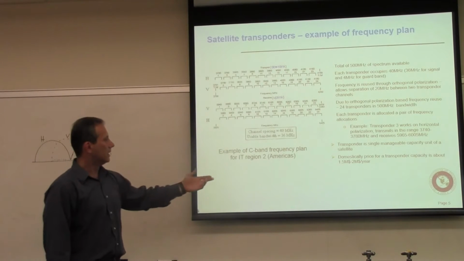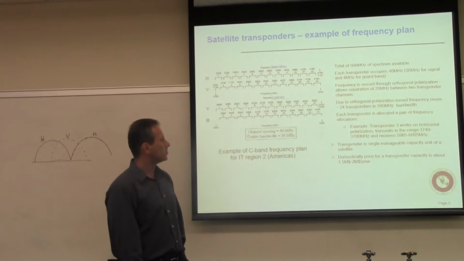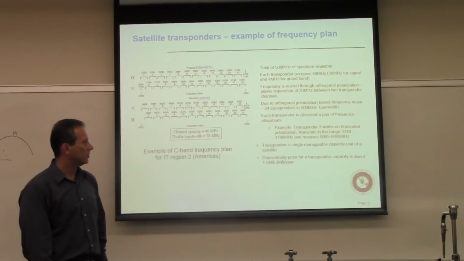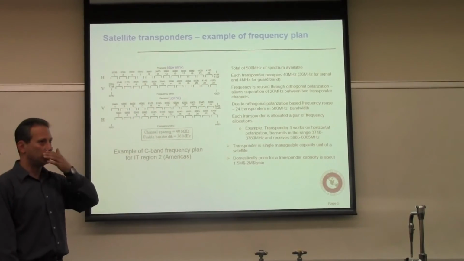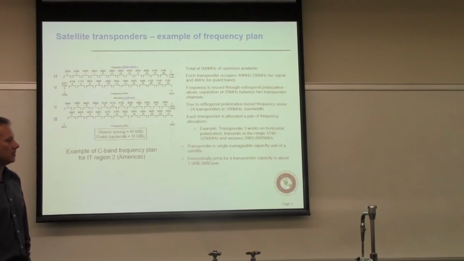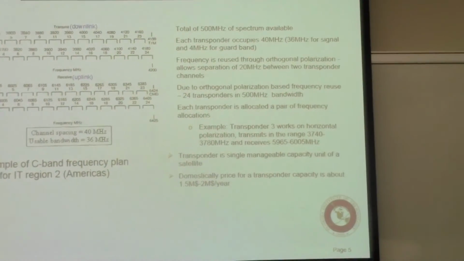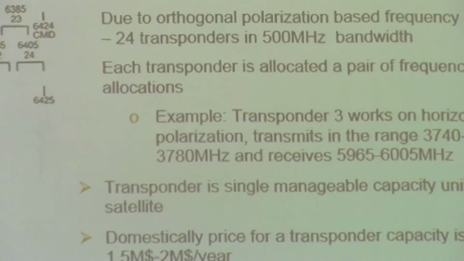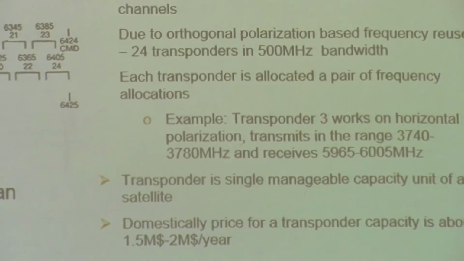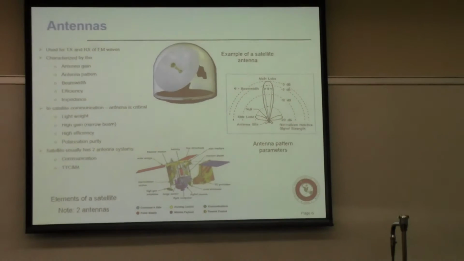And then I have a price here: typically, if you were to rent a transponder, you would pay about $2 million per year. So if you think about 24 transponders and how much that can cost, you can see that even though the launch of the satellite is expensive, ultimately they have to be making money, right? Because otherwise there would be no justification for them flying around.